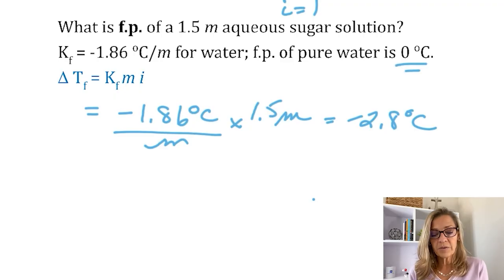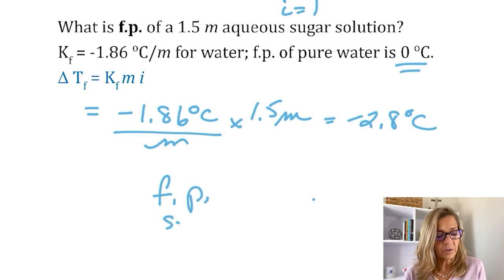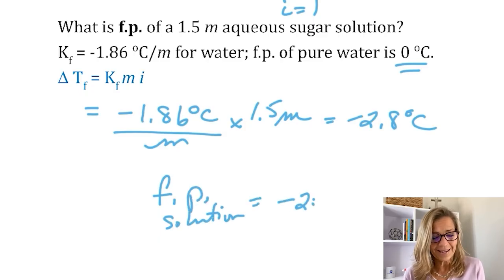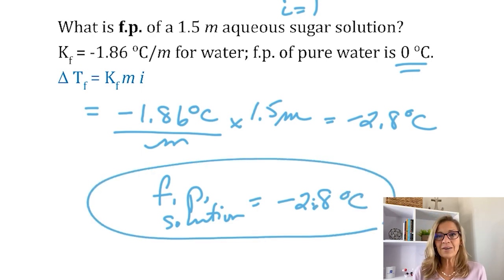Now, pure water freezes at 0. So we're going to freeze 2.8 below that. So the freezing point of the solution is going to be 0 minus 2.8, which is negative 2.8 degrees C. So that's how you use the freezing point depression and boiling point elevation formulas.